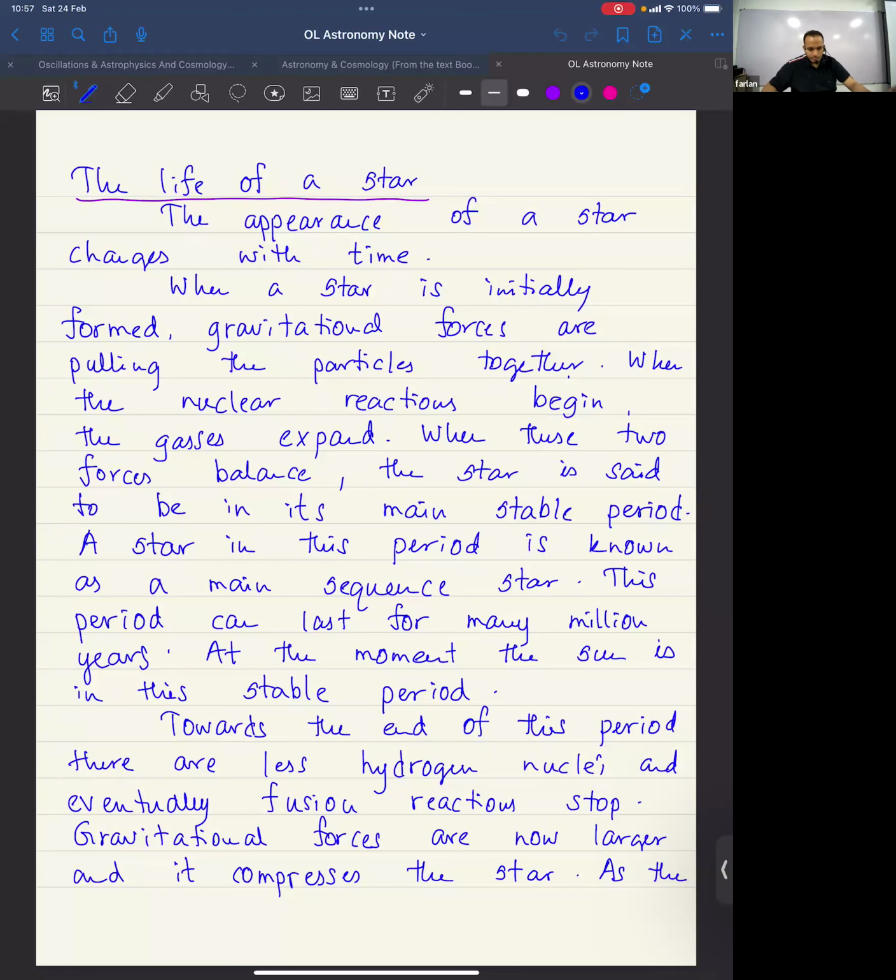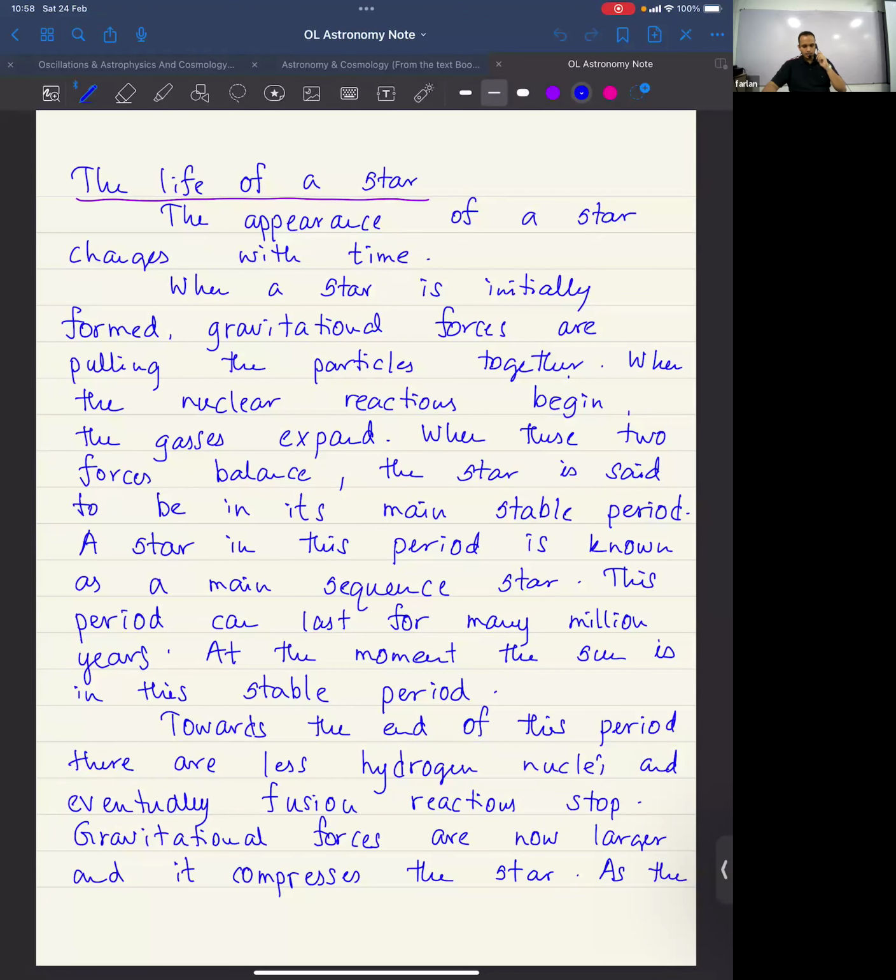Read that note. When these two forces balance, the star is said to be in its main stable period. A star in this period is known as a main sequence star. It's in the main sequence. This period can last for many million years. At the moment, the sun is in this stable period. Towards the end of this period, there are fewer hydrogen nuclei and eventually fusion reactions stop.